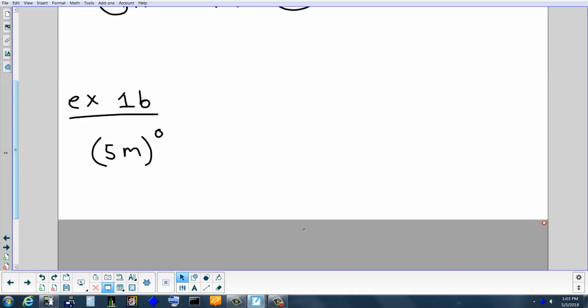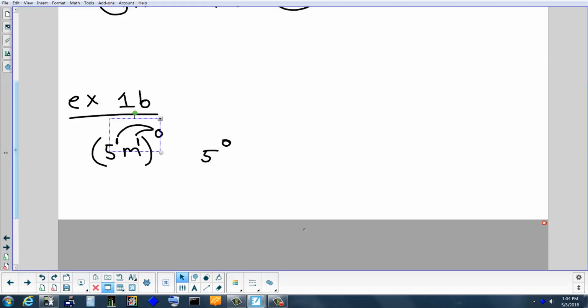5m to the 0. Now, we have parentheses. Follow your rules. Don't just say, oh, nothing. It's going to be something. What exponent is on the 5? 1. What exponent is on the m? 1. What do we do with the 0? Distribute it. So we're getting 5 to the, what's 0 times 1? 0. 0 times 1 is 0.